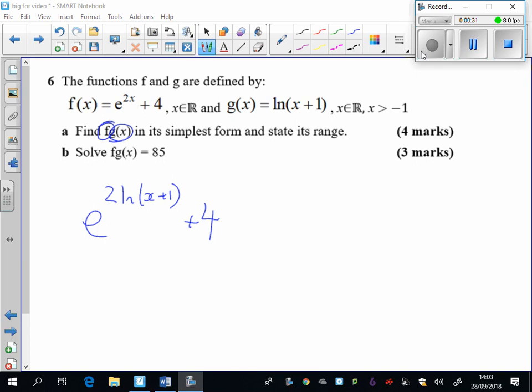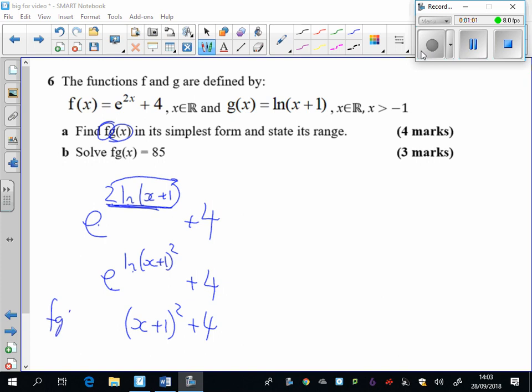And so we need to remember some powers rules here. You can't just cancel e and ln here because they're not next to each other. You need to remember that 2 ln of something, that power goes up to the top there. So we can have this. Now the e and ln can cancel here. So now we're left with (x plus 1) all squared plus 4. And that's going to get us the 3 marks that we want.